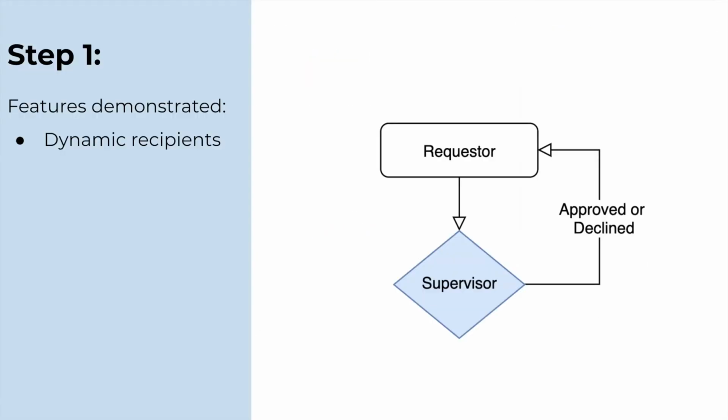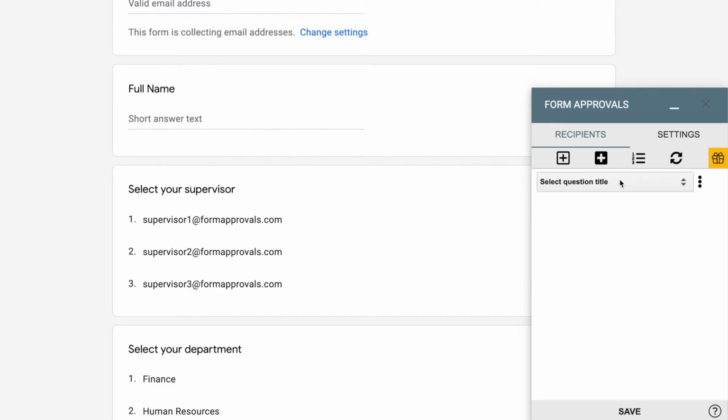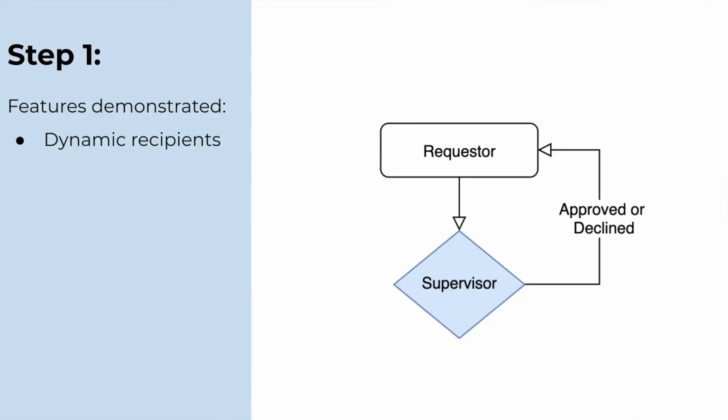In our example, the first recipient will be the supervisor. In our form, we will capture the supervisor's email address. So we simply need to add a dynamic recipient and select the question that captures the supervisor's email address. Step 1 is now complete. Each time a form submission is made, the supervisor will be sent the request to approve or decline. Moving on to Step 2.